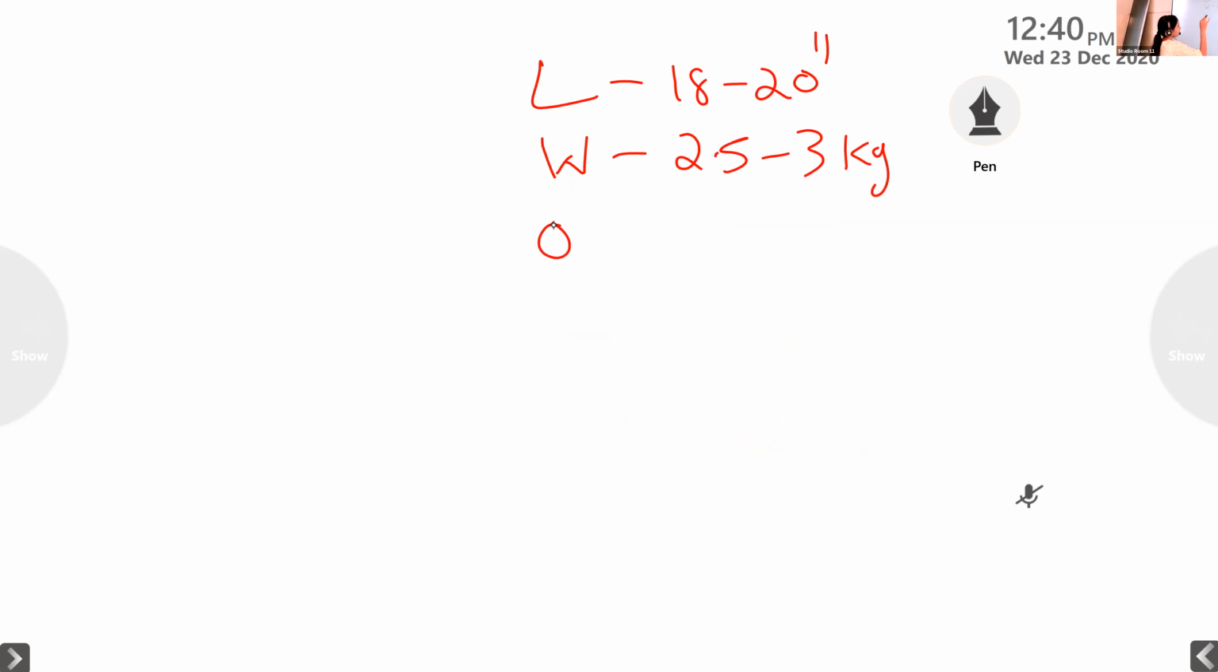And next, about the organs. What about the organs? Basically, all the organs are completely developed by 7 months. Okay. Basically, all the organs are developed by the 7th month.